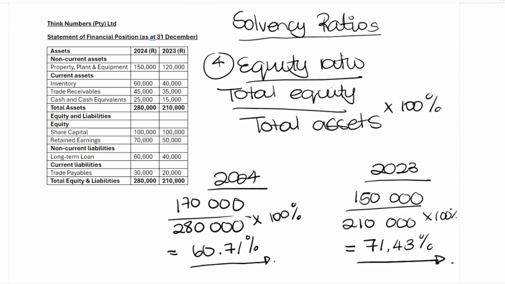Usually for this ratio, you want a ratio that's greater than 50%, because this is considered strong and it is the most preferred.